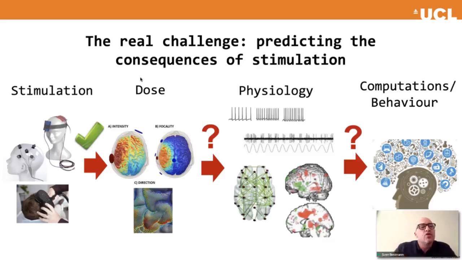So the real challenge is therefore to go from the stimulation, to predict where we deliver current to and how much, to predict what the physiological consequences are. But really what we want to know is how this physiological change is changing the computations in a brain area and therefore the behavior, because that's what we all want to actually modify with stimulation. Next slide, please.